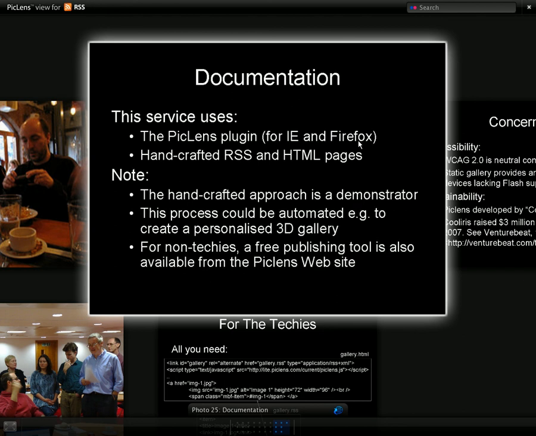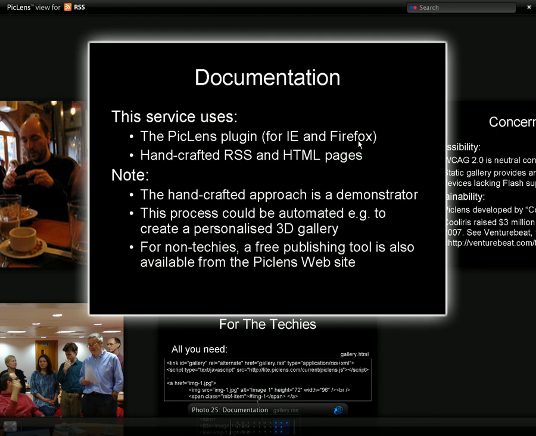So this uses the PicLens plugin, which is available for the Internet Explorer and Firefox browsers. It's based upon processing some simple HTML and RSS files, and I edited these files by hand in order to provide this demonstrator, but a scripter will be able to automate this process in order to develop perhaps a personalized 3D gallery. So the 3D images you see could be the results of a search query, for example.